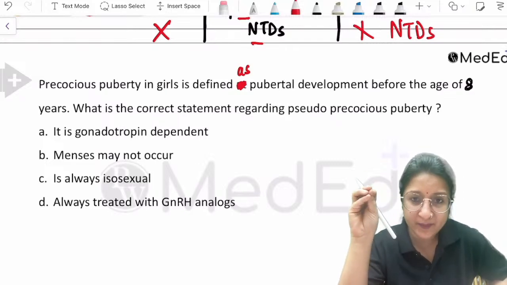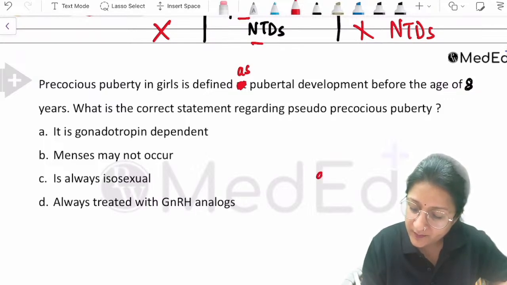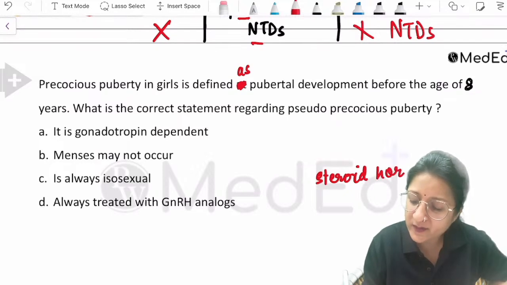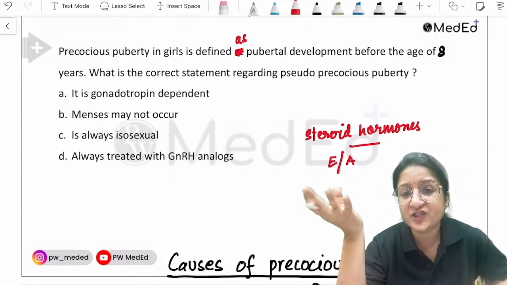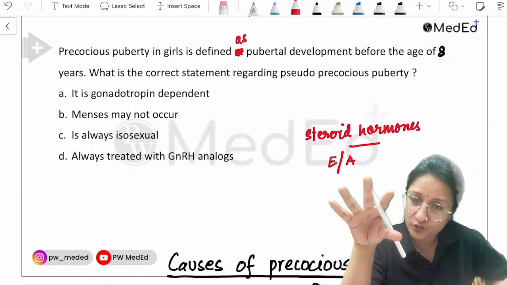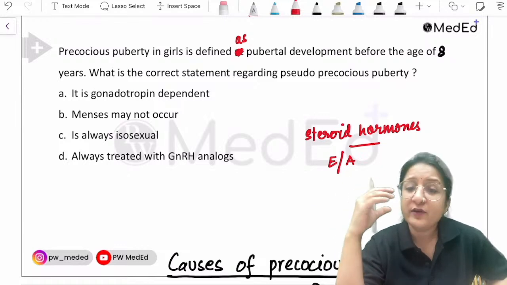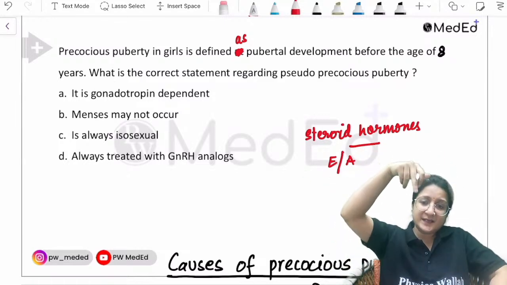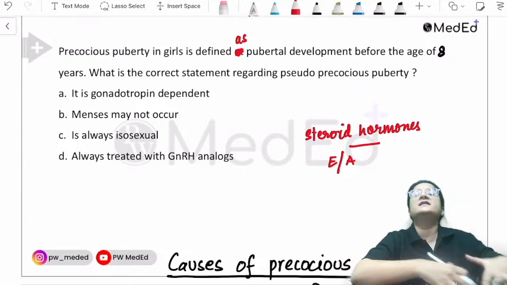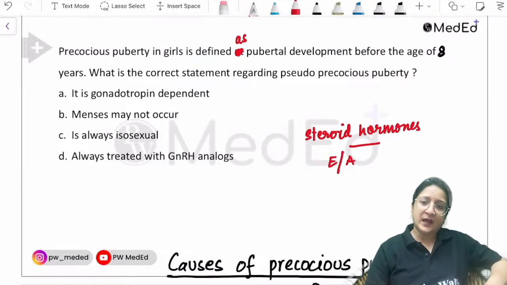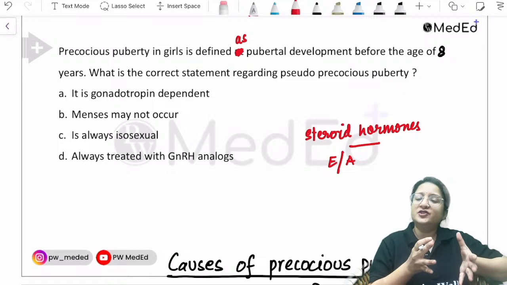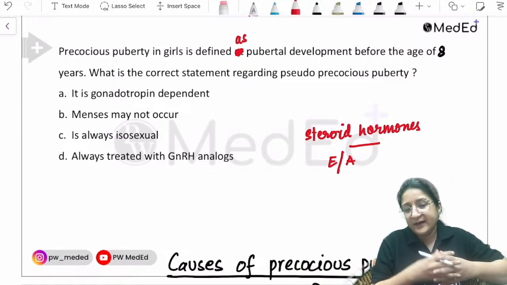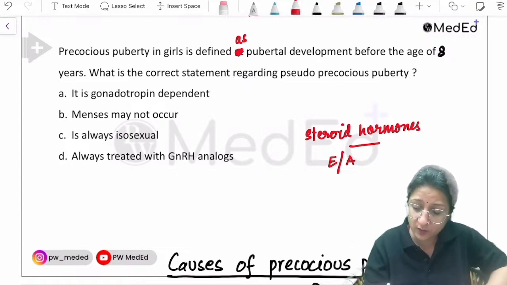If precocious puberty is happening, that is because of steroid hormones. All the pubertal changes are brought about by steroid hormones, estrogens and androgens. Now, during puberty, the hypothalamus gets activated. The hypothalamus starts secreting GnRH in a pulsatile manner. Then gonadotropins are released and then the ovaries start producing hormones. So this is the sequence of puberty, and this is what happens in precocious puberty, just that it happens earlier than expected.